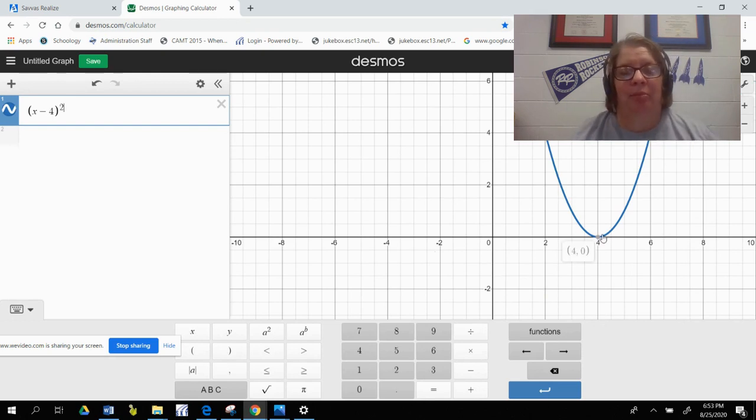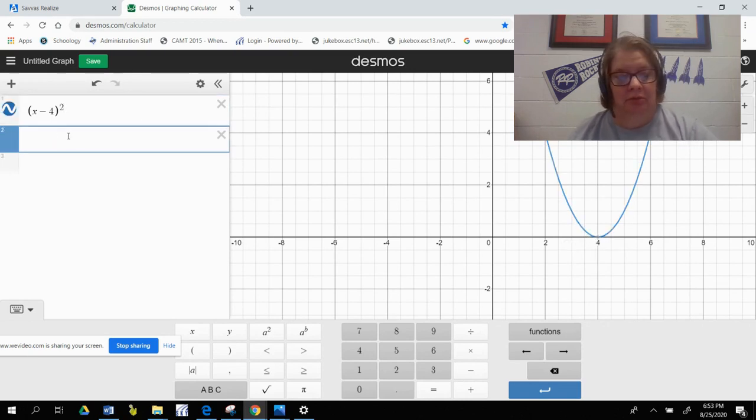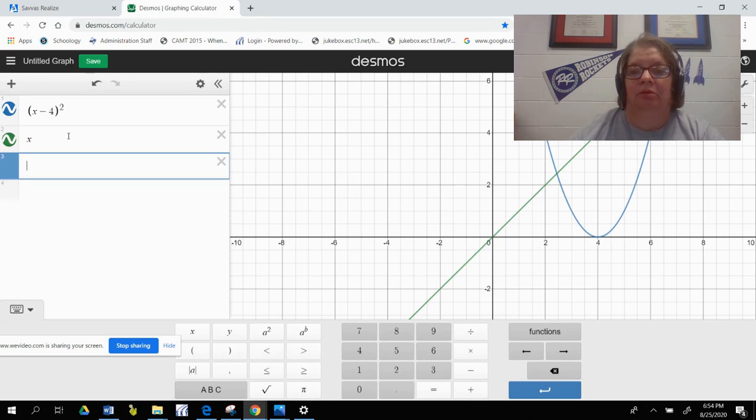Okay, so there's that parabola. If we do the inverse, it's going to be reflected across y equals x, right? Or you could take this point as 4, 0, we have 0, 4. This point is 6, 4, we'd have 4, 6.